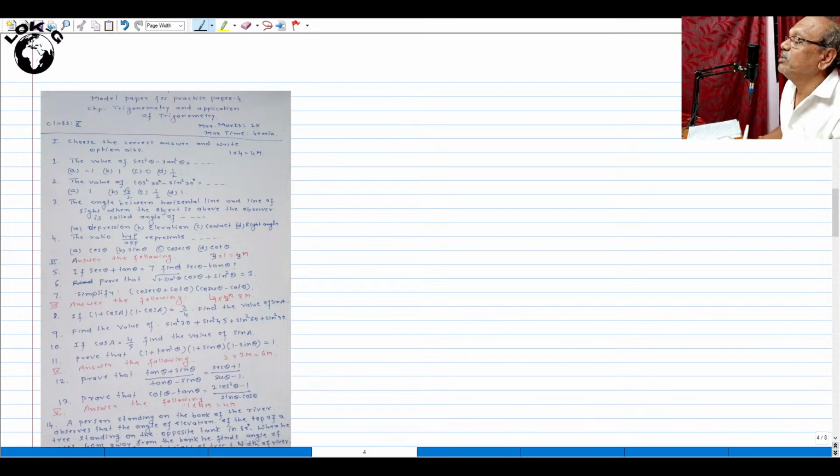Here I have a model paper, a simple model paper. First we will start with the MCQ, multiple choice questions. There are 4 MCQs, right? The question paper is on the left hand side. I think it is very clear.